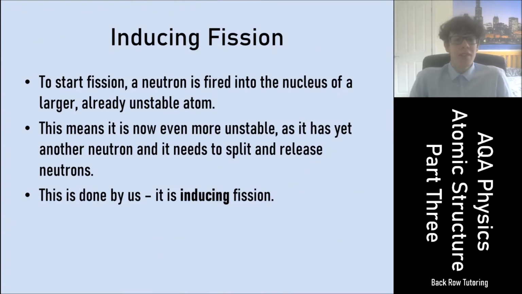To start fission, a neutron is fired into the nucleus of a larger, already unstable atom. This means it is now even more unstable, as it has yet another neutron, and it needs to split and release neutrons. This is us inducing fission. So in nuclear reactors, in nuclear power stations, fission is induced by firing neutrons into the nuclei of unstable atoms, and that then causes fission to happen. Often, fission then continues in a chain reaction.